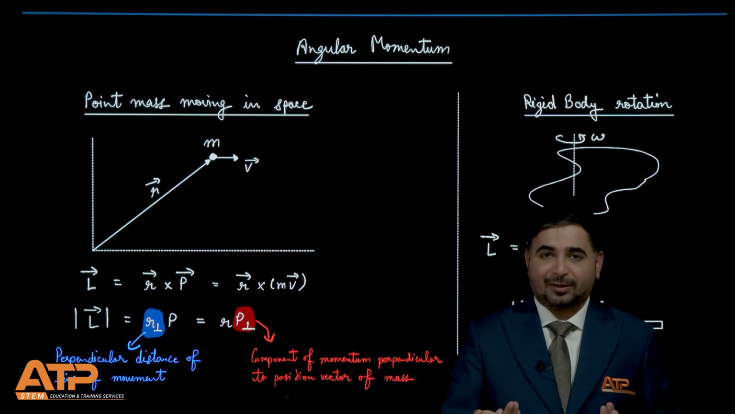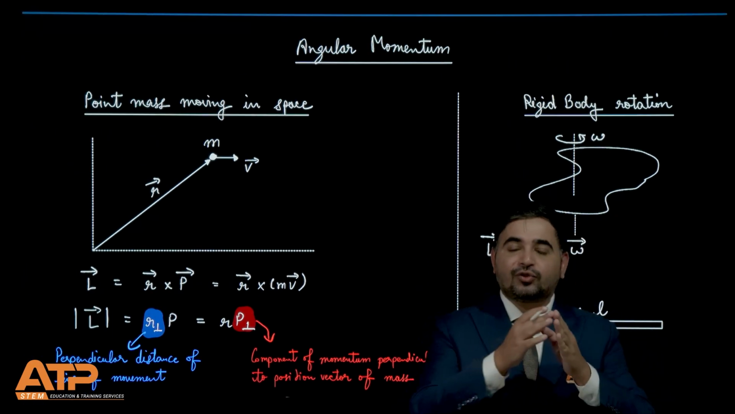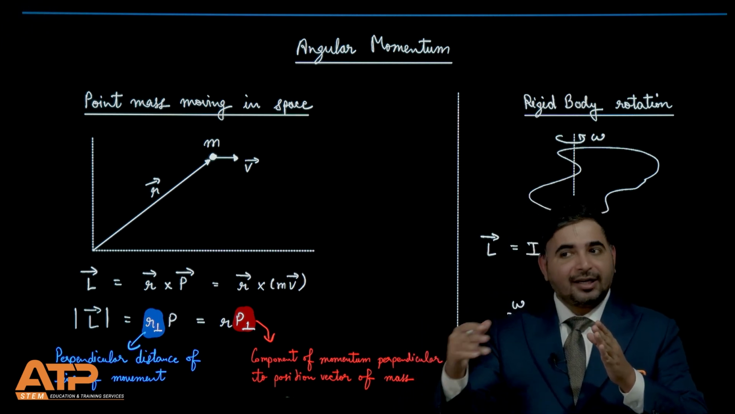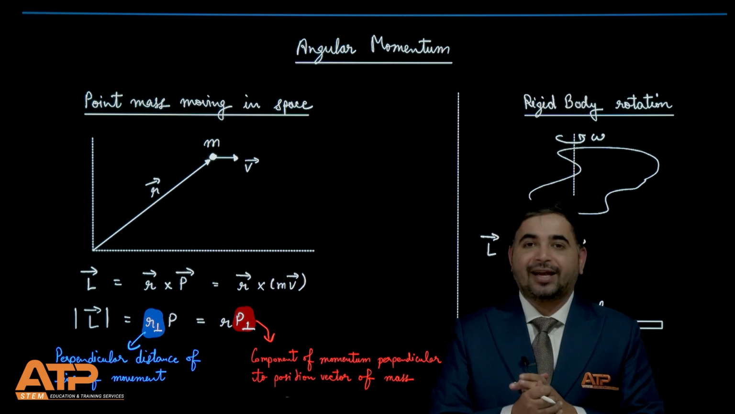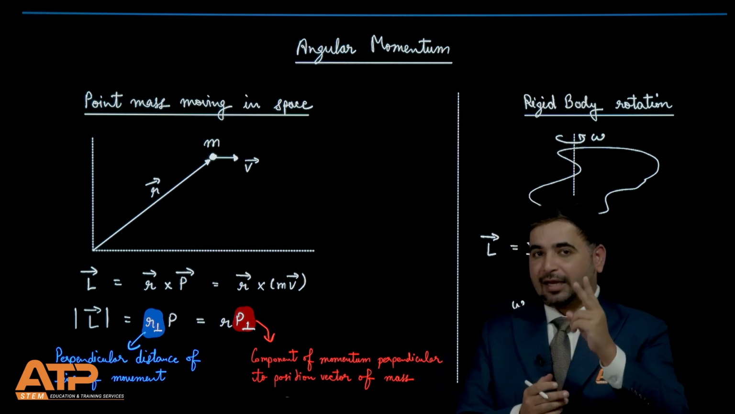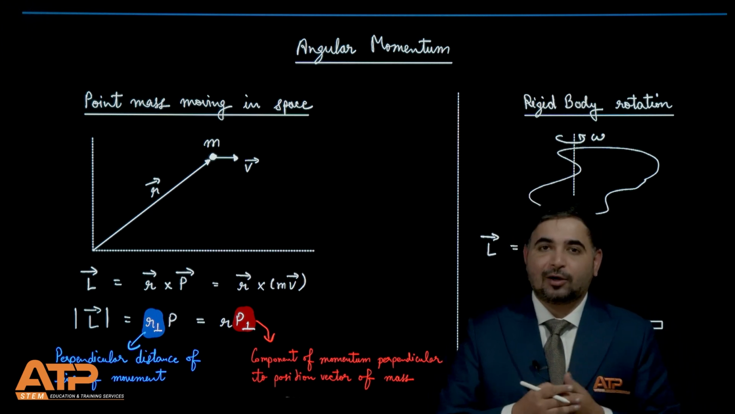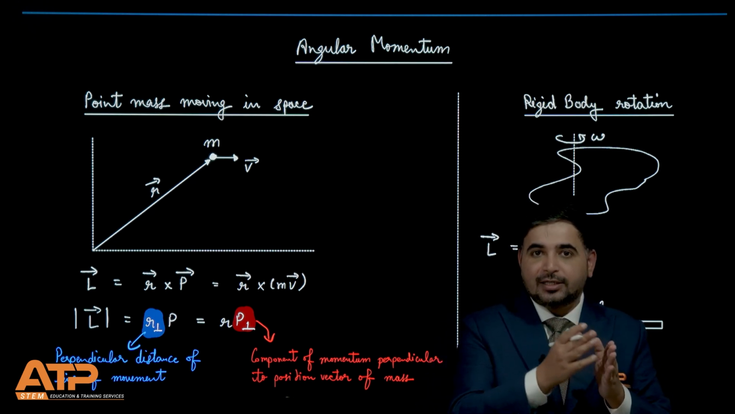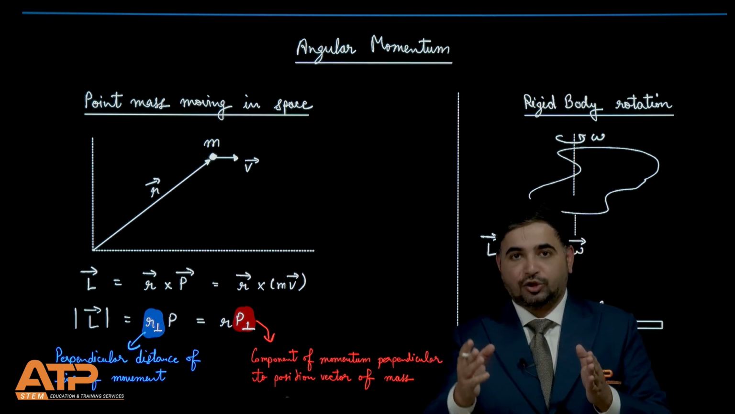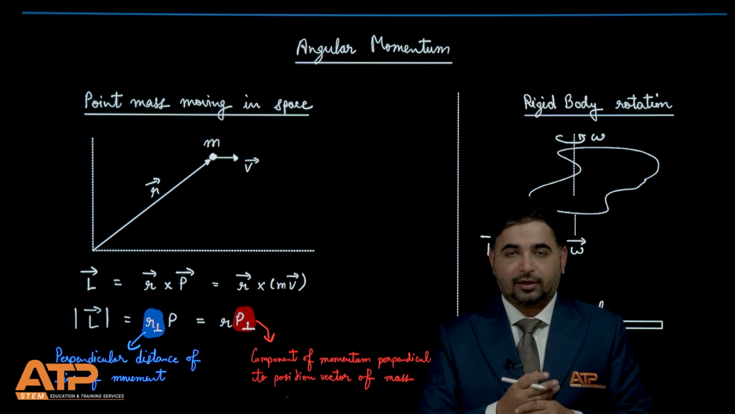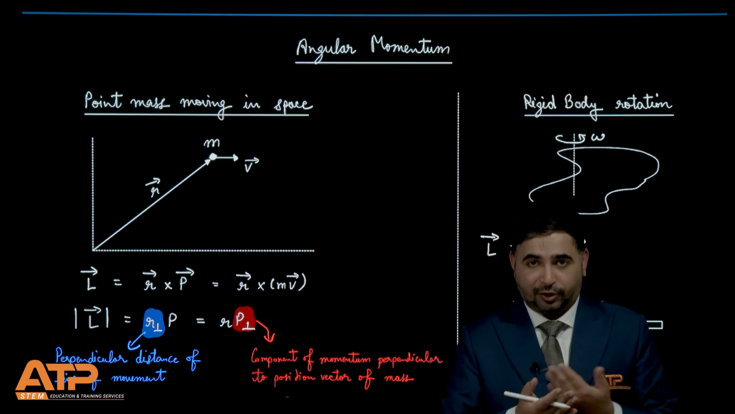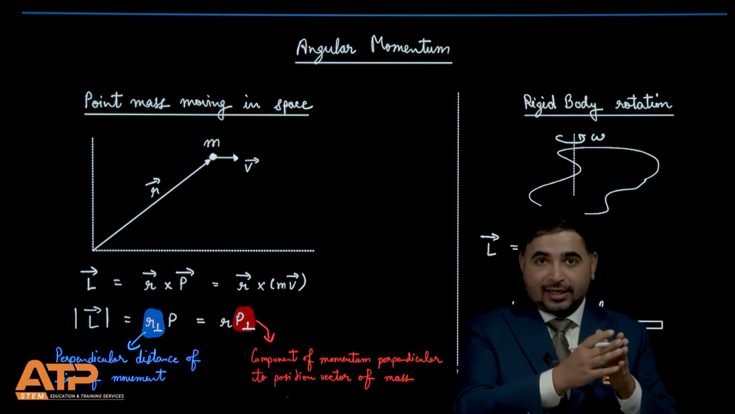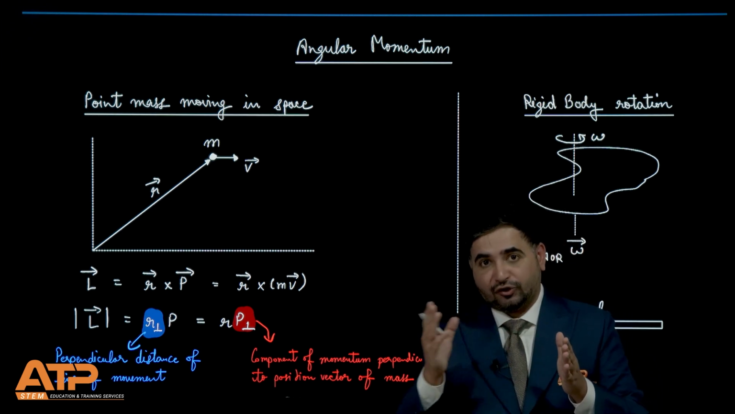Why angular momentum? You see, when it comes to straight line motion, when was momentum introduced to you? While explaining Newton's second law. What was Newton's second law? That force is directly proportional to rate of change of linear momentum. The word linear was not there because that was the only type of momentum that you were introduced to. So force is directly proportional to rate of change of momentum.